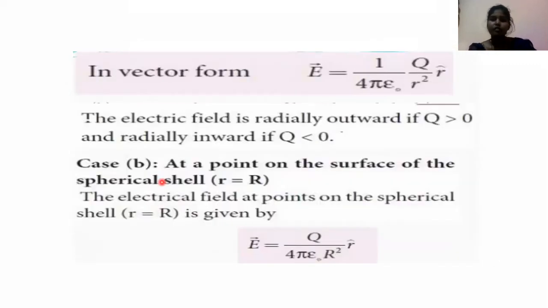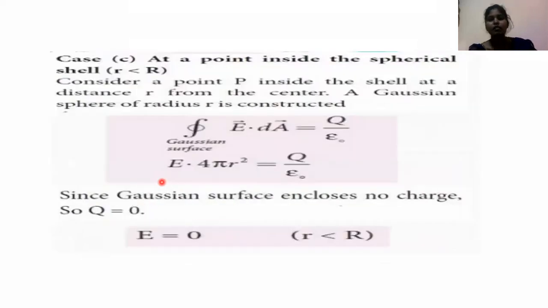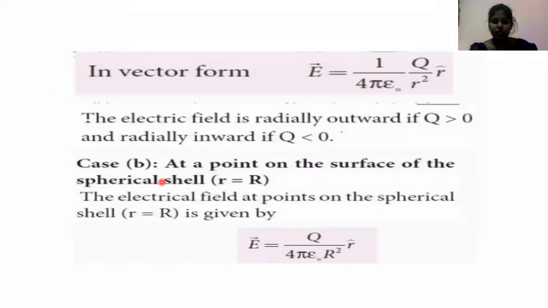Then if you simply substitute small r equal to capital R in case 1, where the electric field is at a point outside the sphere, that becomes E is equal to 1 by 4 pi epsilon naught Q by R square. This is the value of the electric field at a point on the surface of the sphere. If you see clearly, 1 by 4 pi epsilon naught is a constant, Q is constant, and capital R is also constant, which is the actual radius of the sphere. That won't change. So the electric field at a point on the surface of the sphere is constant.